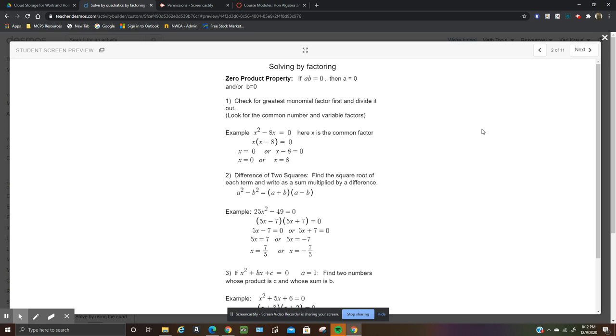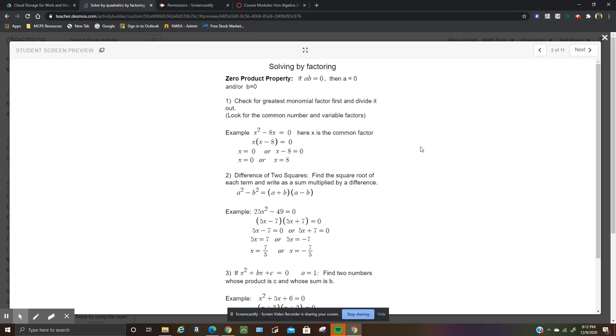So when we solve a quadratic by factoring, we're going to use the zero product property that says if a times b equals 0, then a equals 0 and/or b equals 0. So when we factor, sometimes we have to look for special cases. The first special case you should always check for is a greatest common factor, and you're going to divide that out and then factor that way.